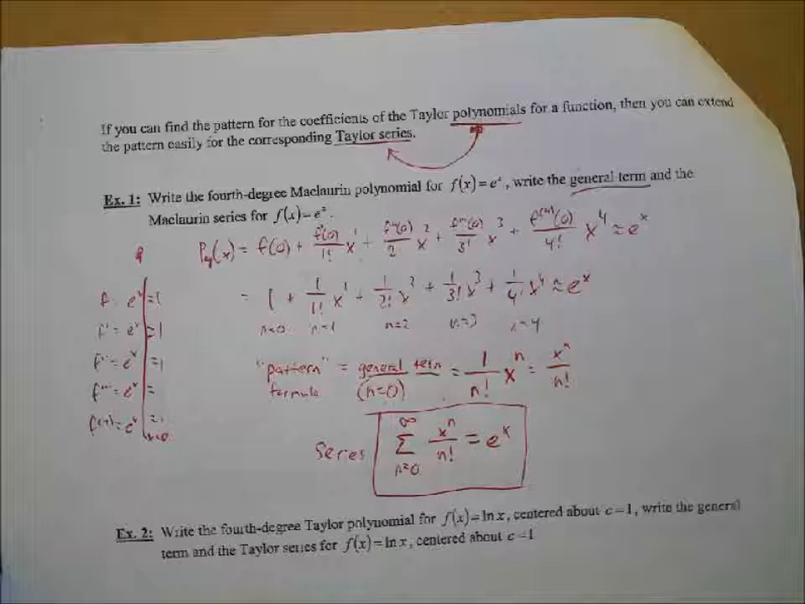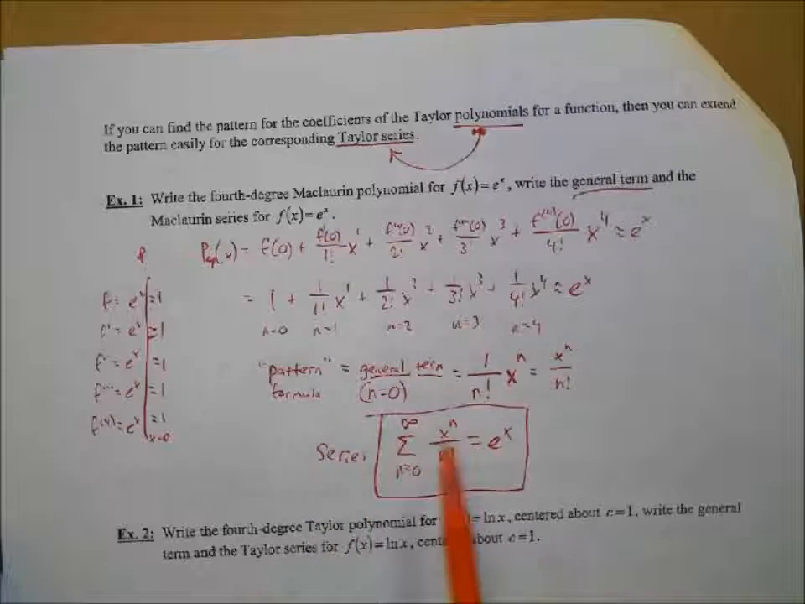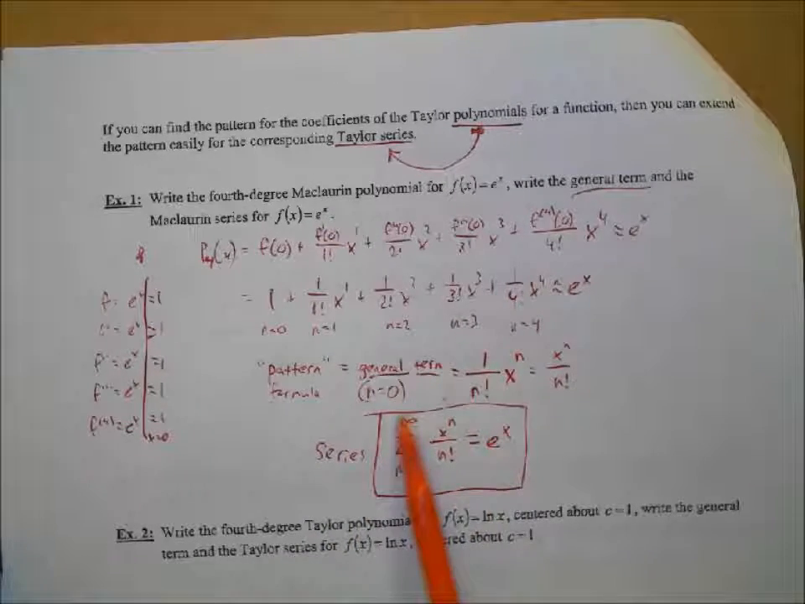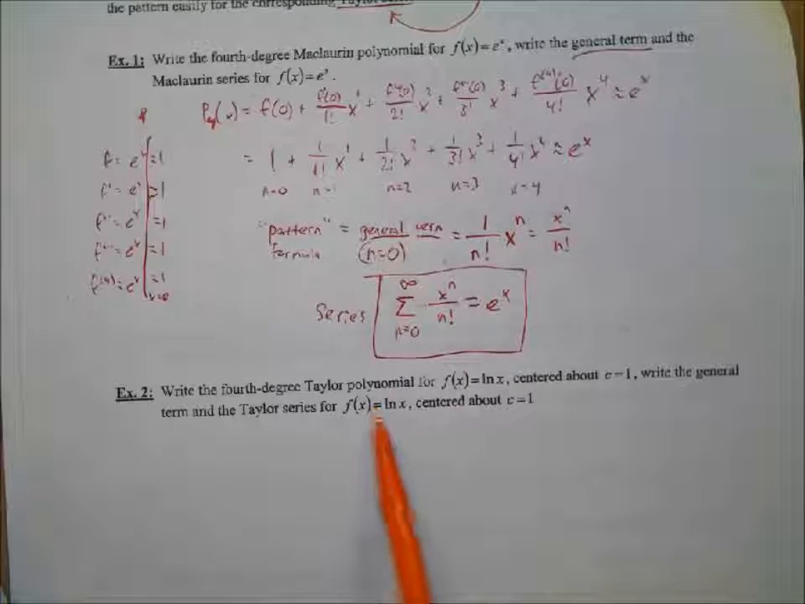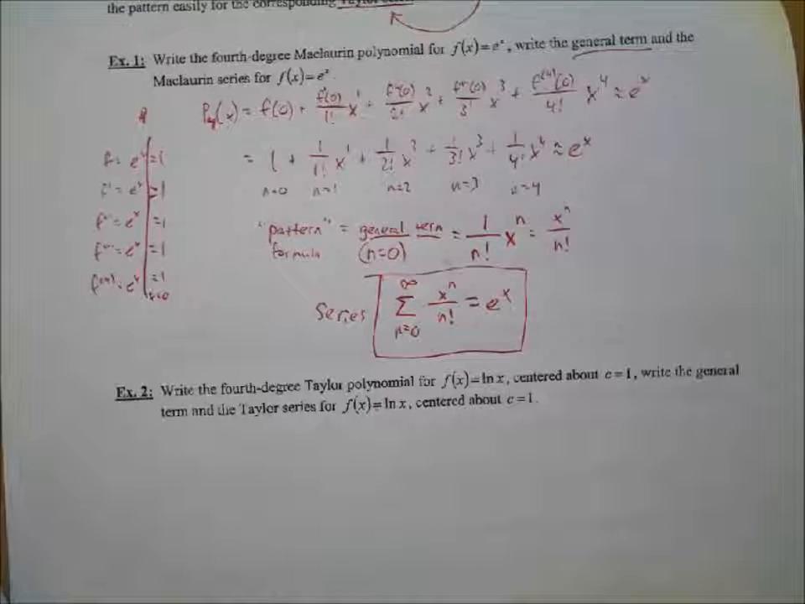I guess polynomials, some series for different common functions. So here we just wrote the power series, the Maclaurin series, for e to the x. Now for the next function, we're going to be looking at ln of x, the natural log of x. For the natural log of x, we're not going to be centered at 0.